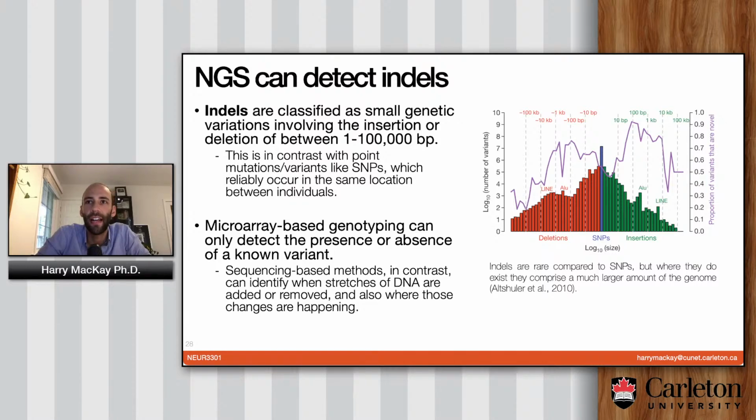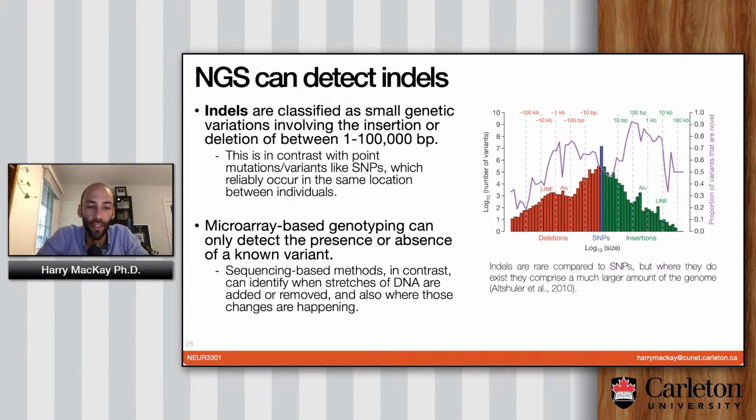Next-gen sequencing can detect indels. These are insertions and deletions. I think I mentioned this already, and we'll get into this a little bit later. But like I said, microarrays can't really tell if pieces of the DNA are missing or have been rearranged because it has no order. It can't put the pieces in order. All it can tell you is if something is there or not.